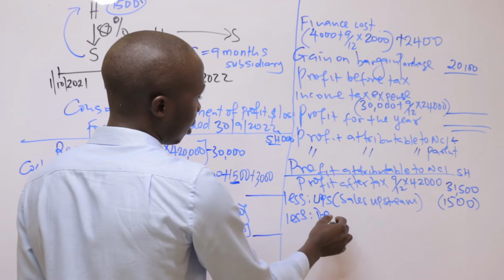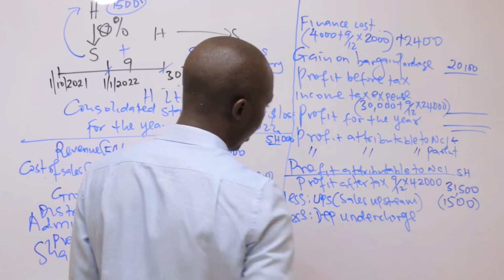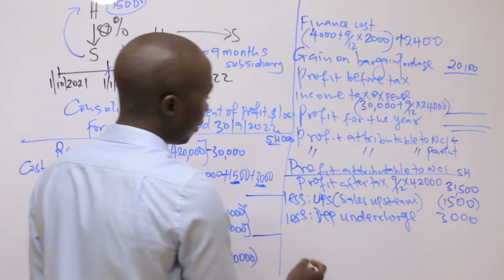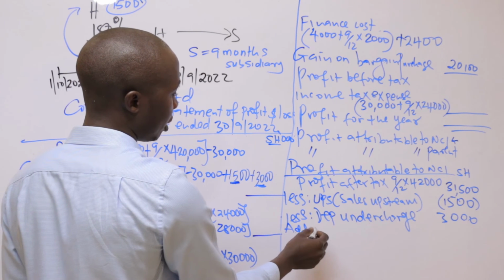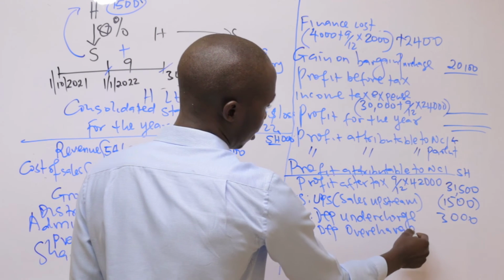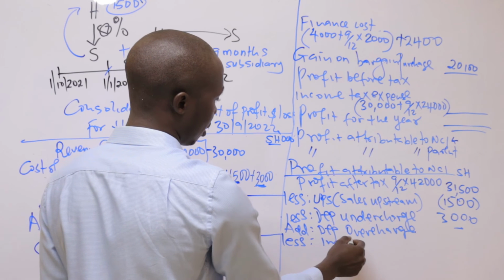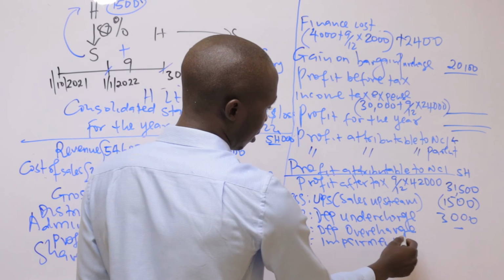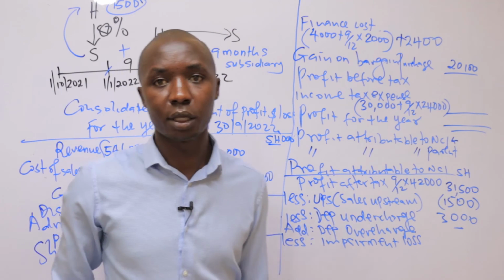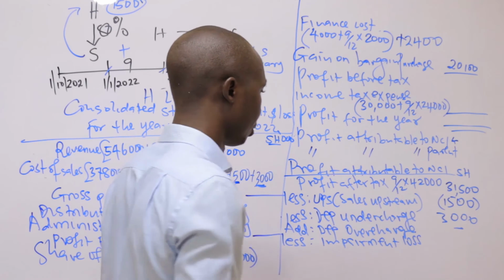If there is depreciation under charge, meaning that if you did that under charge, the profit was overstated. So we minus the 3,000. If there was overcharge, you add back because you understated your profit. There was none. And if there is impairment, we deduct. There was no impairment. Impairment loss was not there because there was no goodwill. We arrived at a gain on bargain purchase.